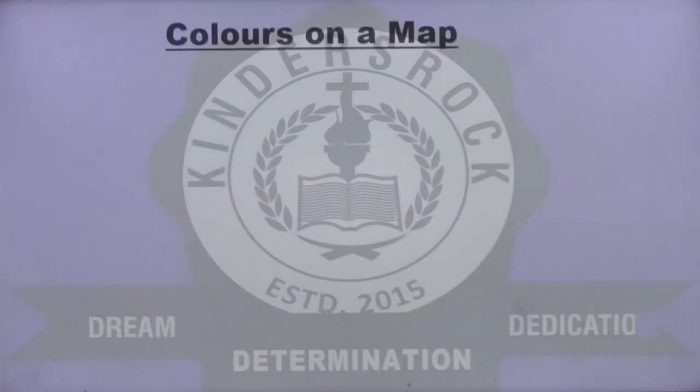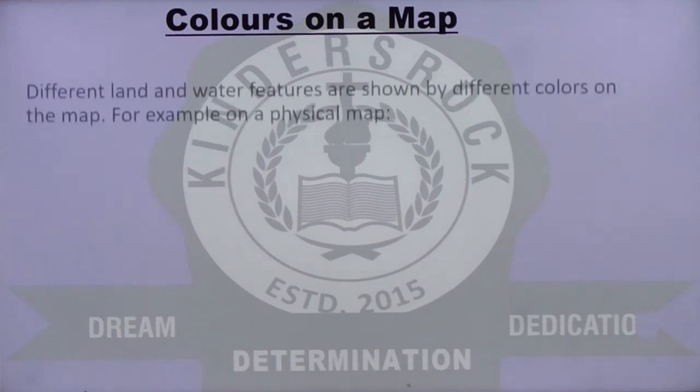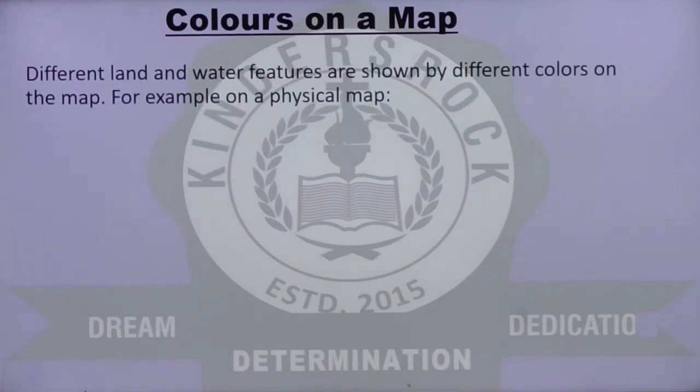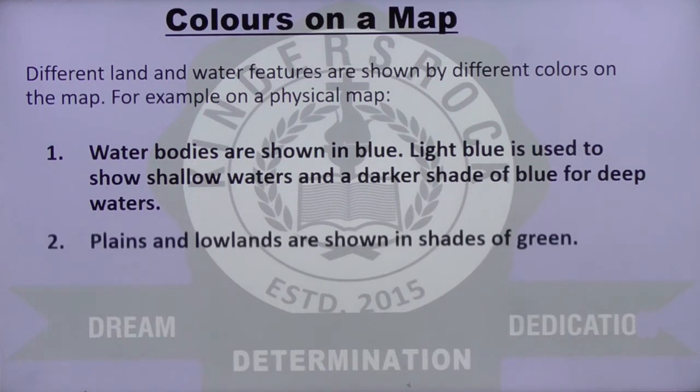Okay, so colors on a map. This is also a very important topic. Different land and water features are shown by different colors on the map. For example, on a physical map, water bodies are shown in blue. Light blue is used to show shallow waters and a darker shade of blue for deep waters.